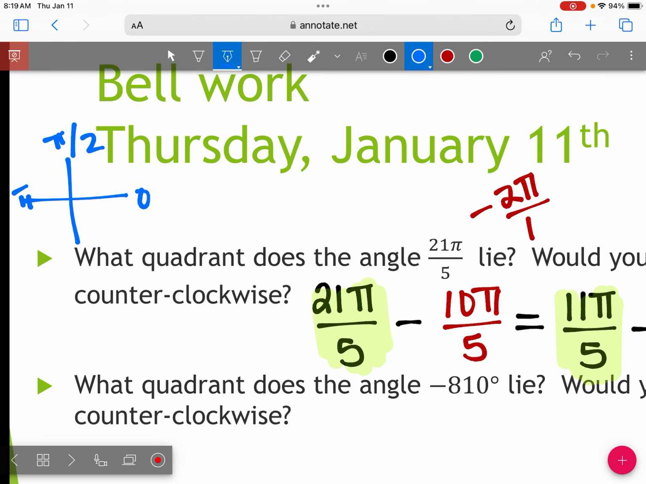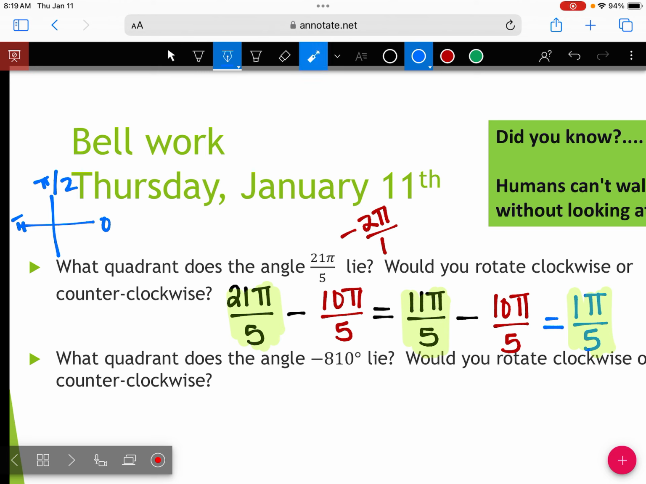Okay, so is 1/5 more than 1/2, or is 1/5 less than 1/2? It's less than 1/2, and that is why we are in quadrant 1. So this angle is in quadrant 1. And do we rotate clockwise or counterclockwise to get there? Counterclockwise.